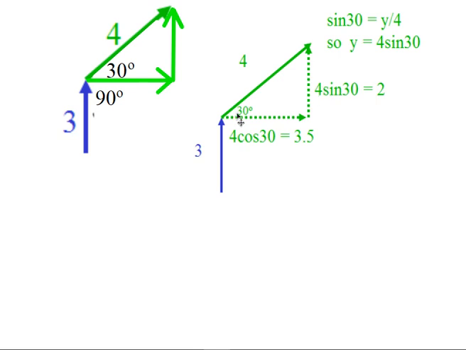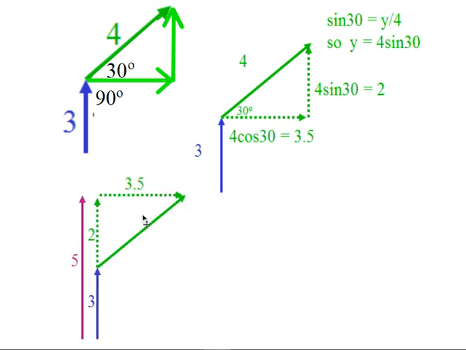And so these components are going to be, this one here is going to be equal to, that's the sine of 30. The sine of 30 is equal to this component over the hypotenuse. So you do a little algebra and we get that it's 4 sine 30, which if you plug it into your calculator is equal to 2. And this one here, the cosine of 30 is equal to x over 4, or x is equal to 4 cos 30, 3.5.